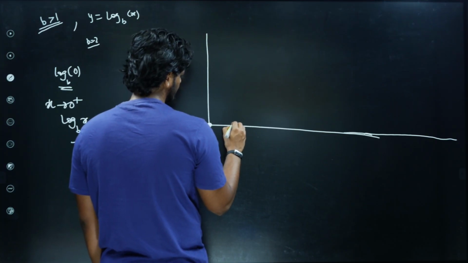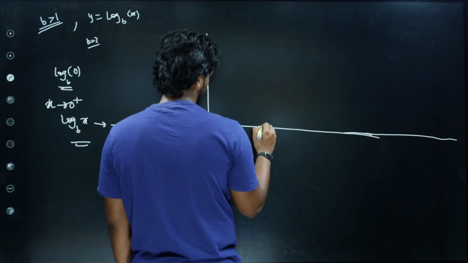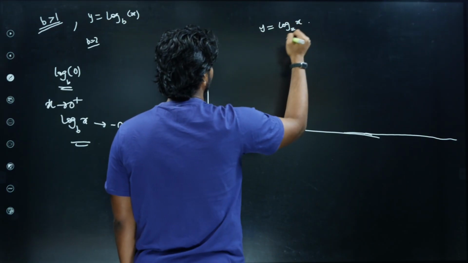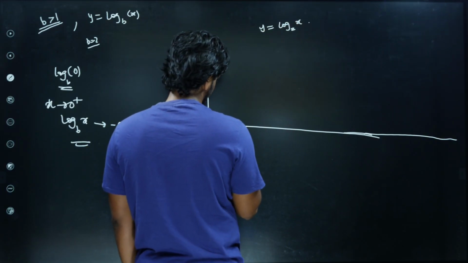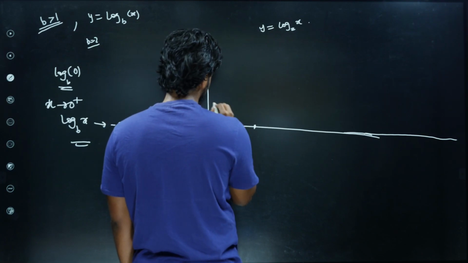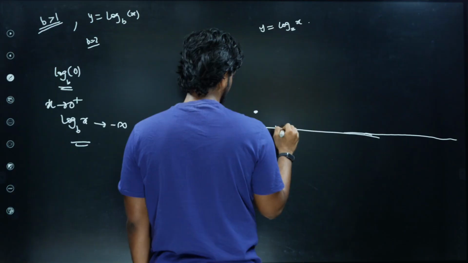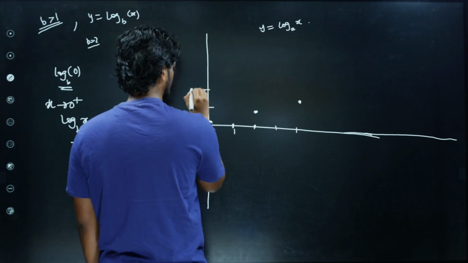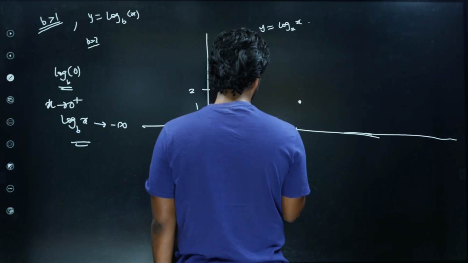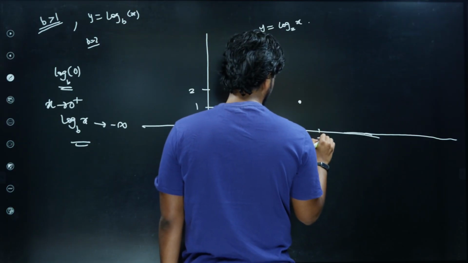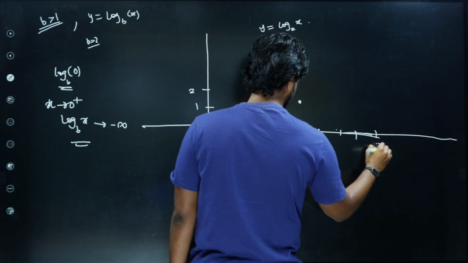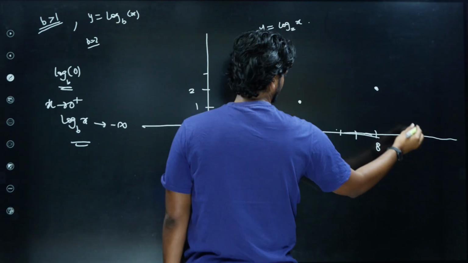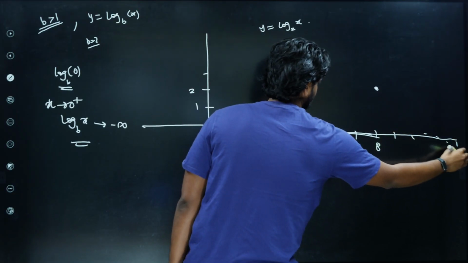So at 1 it is 0, I know that. I am drawing y equal to log base 2 of x. At 1 it is 0, at 2 it is 1, at 4 it is 2, at 8 it is 3, and at 16 it will be 4.